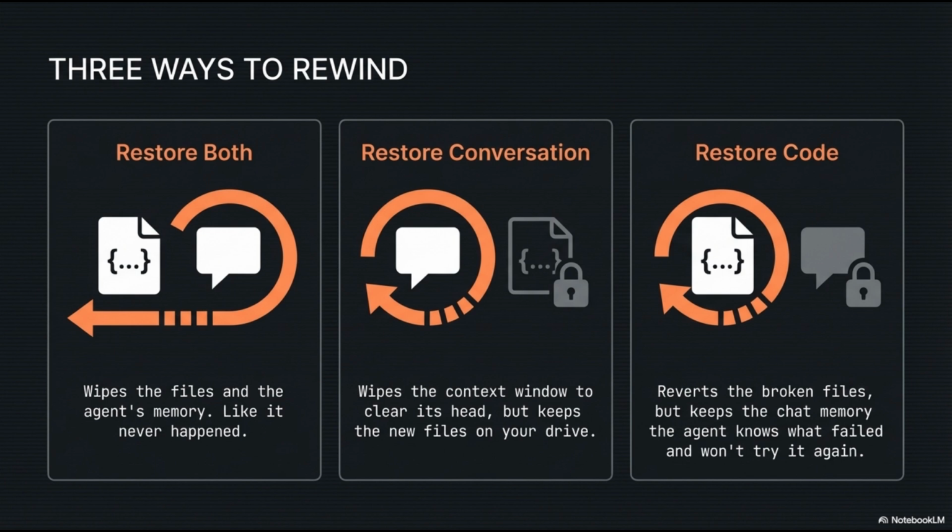Exactly. Clear its head, keep the progress, and option 3 is the exact opposite. Okay, restoring the code only. Right. You revert the files back to how they were before the break, but you keep the conversation history intact. Wait, why would I want to keep the memory of a failed attempt? Because the agent remembers what it just tried. It knows that specific approach failed, so it won't try it again. It learns from the mistake. Oh, that is wild. So it's essentially a micro-Git safety net inside a single session. That's exactly what it is.